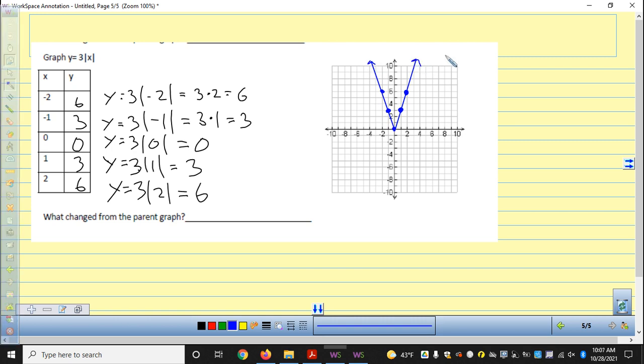And how did that change from the original graph? Right, it's tighter, it's more compressed side to side. We could also think of it as being stretched up more. Or it's steeper, because the slope of our original one was 1. Well, this is y equals 3x, the slope of that is 3. So this is steeper, narrower.